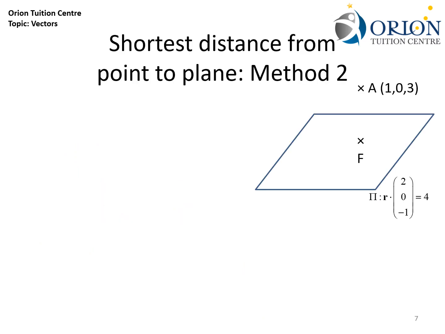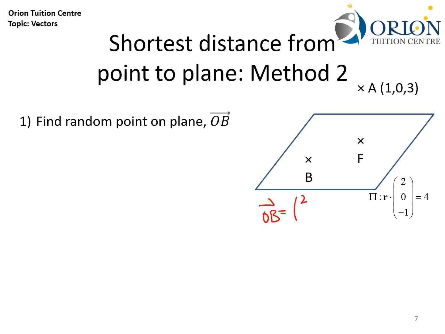As with the case of the shortest distance between a point and a line, we have a shortcut method to find the shortest distance between the point and the plane if we are not required to find out the foot of perpendicular. To use this method, we first find a random point B on the plane. There are many combinations that we can use, but I like to keep things simple, and therefore I will usually make two of the components 0. And in this case, I would let OB equal (2, 0, 0).